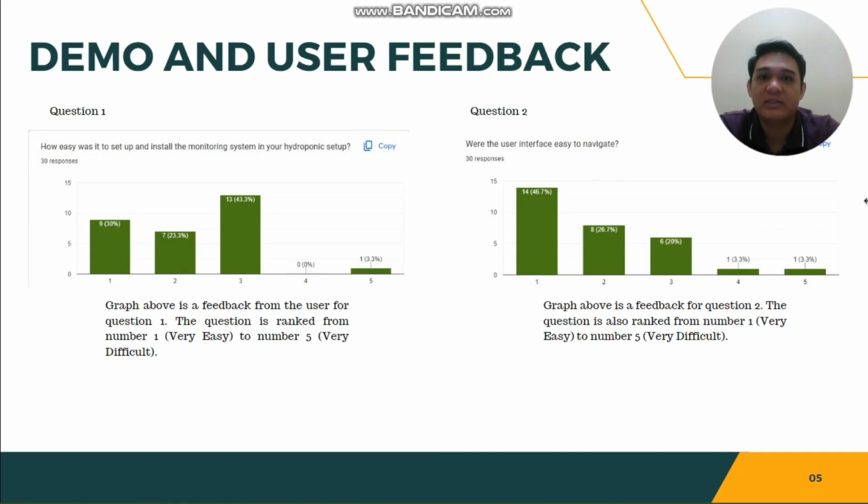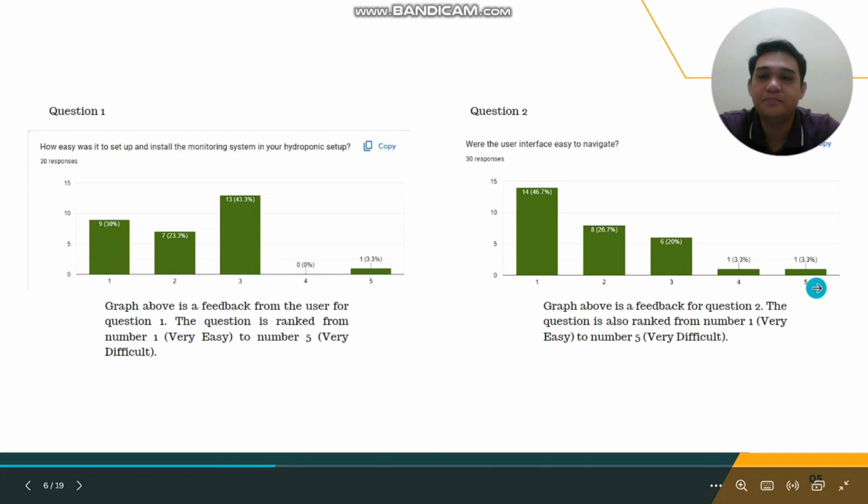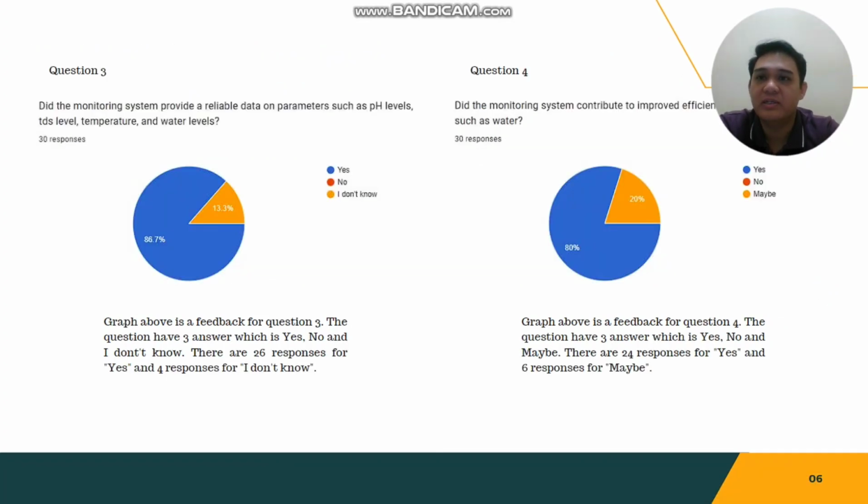Okay, and the next question is question 3. Did the monitoring system provide reliable data on parameters such as pH level, TDS level, temperature, and water level? This question has 3 answers, which are yes, no, and I don't know. According to the pie chart, we can see 86.7% of users say yes, and only 13.3% say no. None said I don't know.